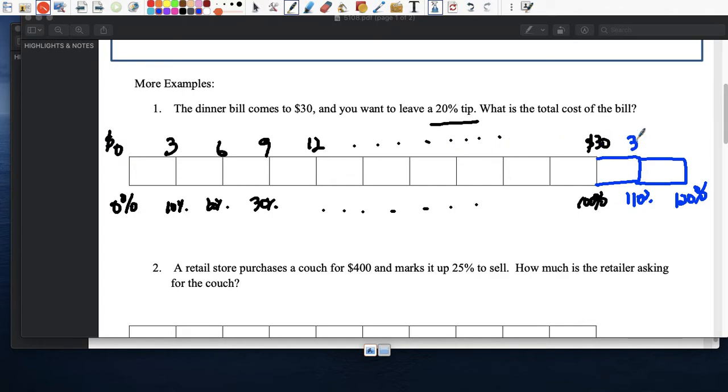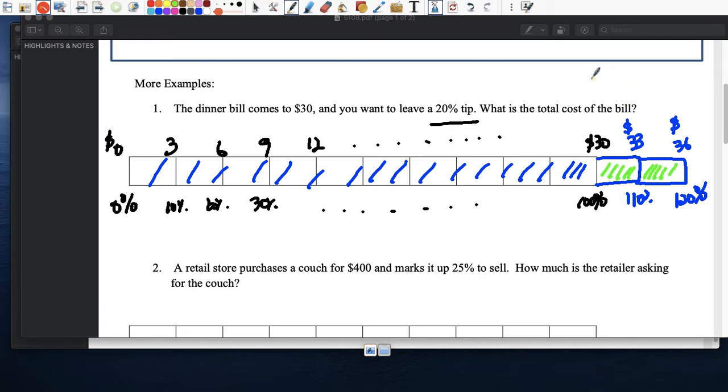What's this box? This is going to be 33. This box is going to be 36. So for my food, I have to pay 100% plus, and here's a tip. How much was the tip? The tip was from 30 to 36. The tip equals $6. Okay. So what was the total? The total was $36.